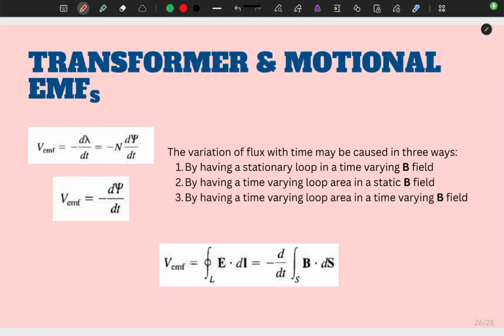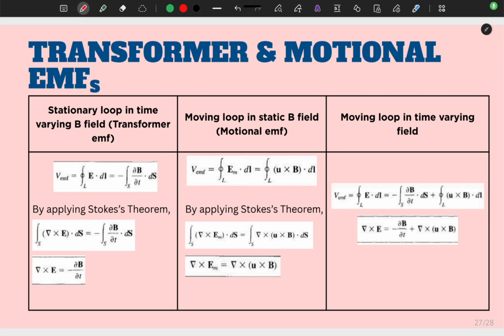For transformers and motional EMFs, the variation of flux with time may be caused in three ways: by having a stationary loop in a time-varying B field, or having a time-varying loop area in a static B field, or having a time-varying loop area in a time-varying B field. And this is the equation for VEMF. These are the equations for transformer and motional EMFs.